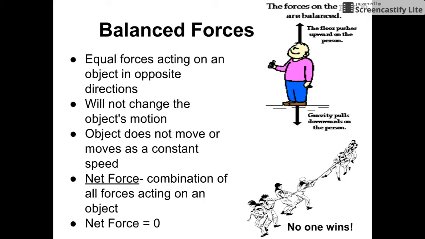We can calculate net force by combining all of the forces acting on the object. We talked in the simulation about how if they're going the same direction, you add them. If they're going opposite directions, you subtract them. For balanced forces, that net force is always going to be 0. In a tug-of-war game, this would be a situation where the teams are equally balanced, they have equal force applied to the rope, and no team will win.